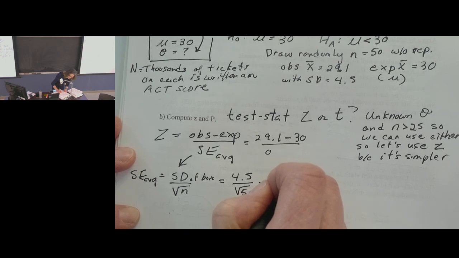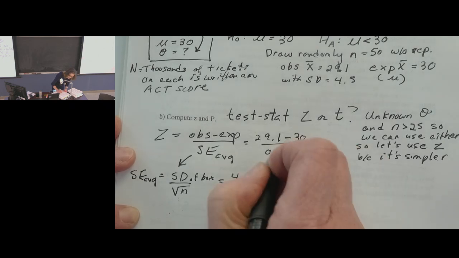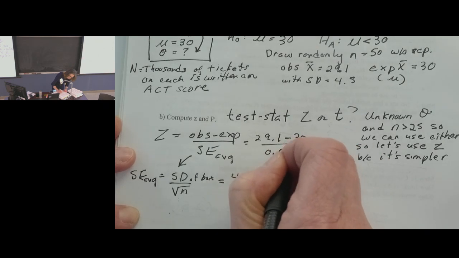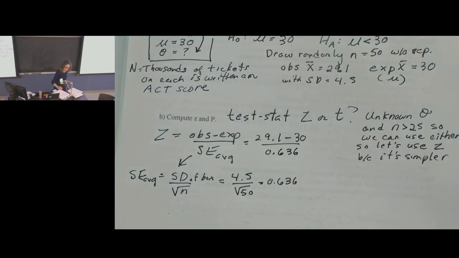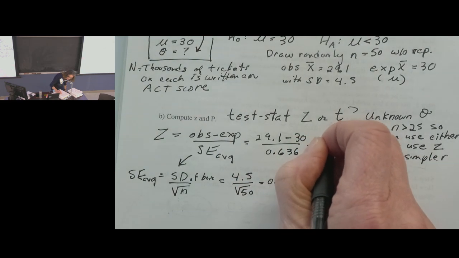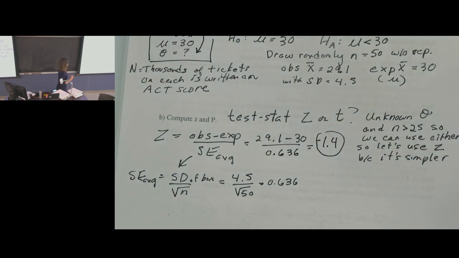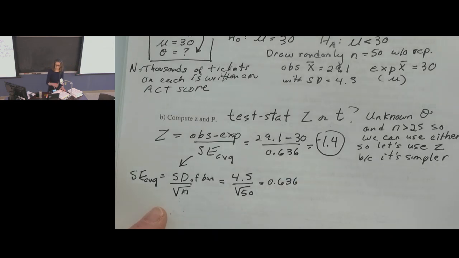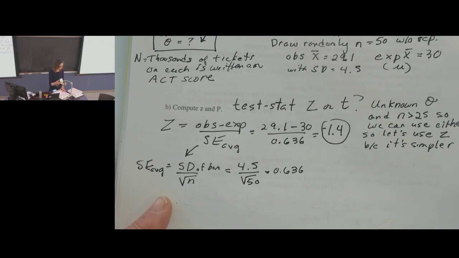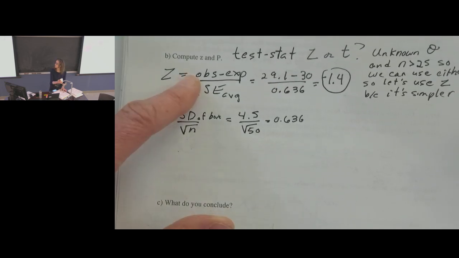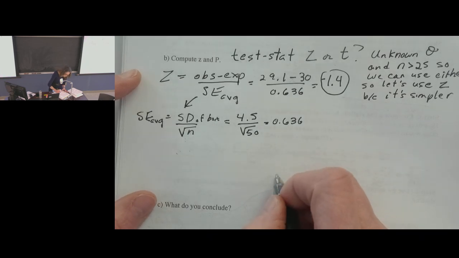And I got 0.636. So that's what goes here. Okay? And then I got negative 1.4. So that's the z-score. And then now we use the normal curve to say, okay, we know the sampling distribution of the mean follows the normal curve. So we can draw a picture here.